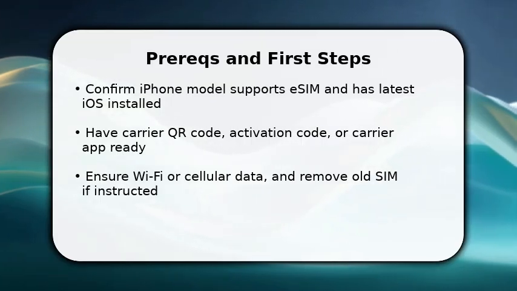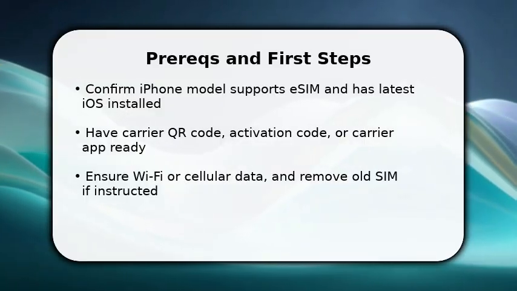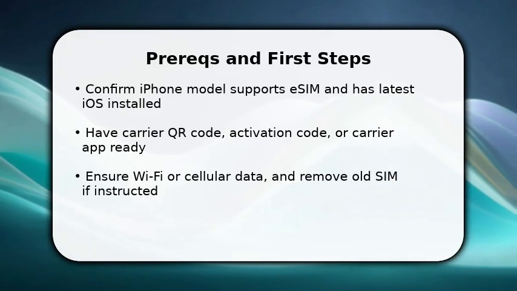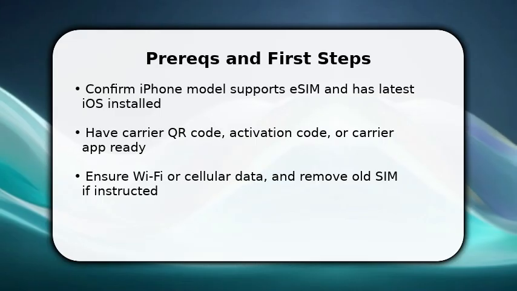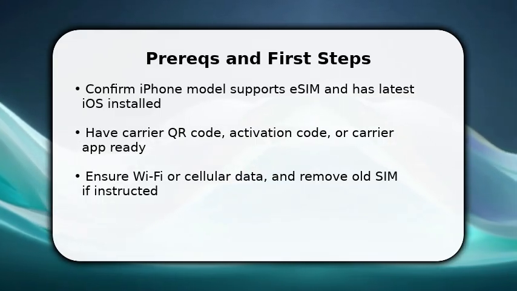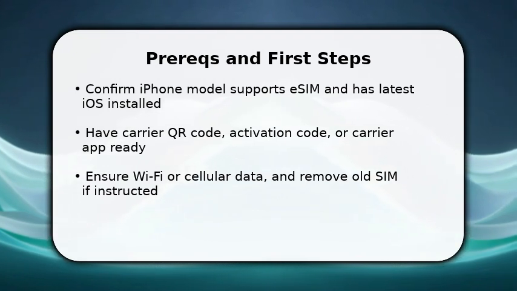Once done, open Settings and go to Cellular. Tap Add Cellular Plan and use the carrier QR, enter the activation code, or launch the carrier app to begin. Make sure you are on stable Wi-Fi or have working data. If the phone still shows a physical SIM prompt, remove it only if the carrier instructs.